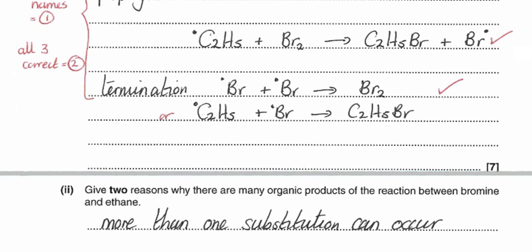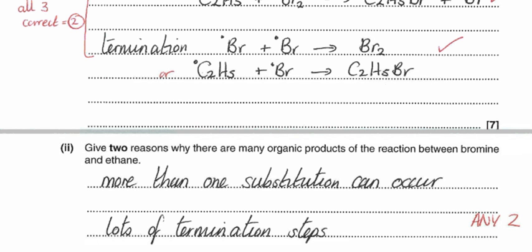Finally, my last question, give 2 reasons why there are many organic products for the reaction here between bromine and ethane. You've got more than one substitution can occur. So I could have bromoethane that then goes back to make dibromoethane, etc. Another thing you could say is that looking at the termination steps, I've only got 2 termination steps. I could have put different termination steps in there. I could have got a C4 molecule, for example, if 2 of those radicals had met. So there's lots of termination steps.